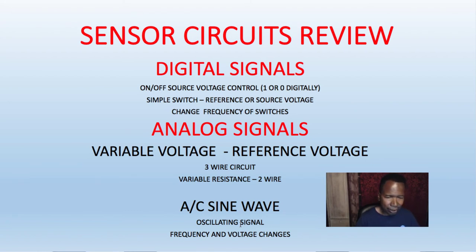Again, an analog signal is a variable DC voltage or variable AC voltage. An analog signal changes in proportion with the position of something, like a throttle position sensor, a vane airflow sensor.